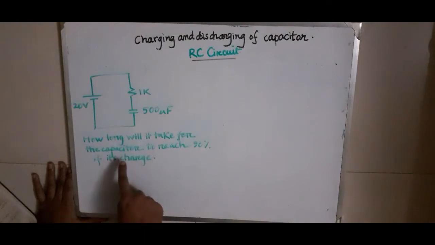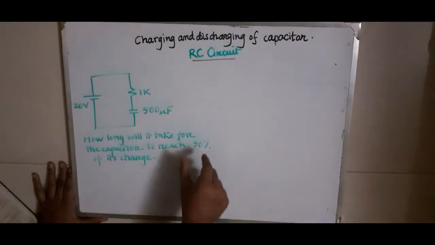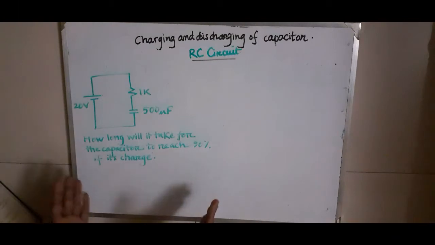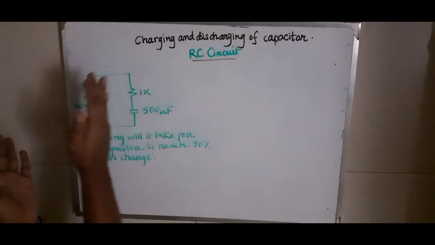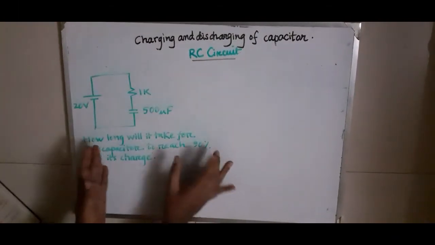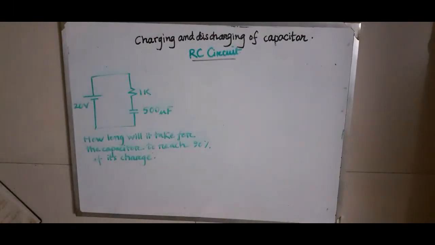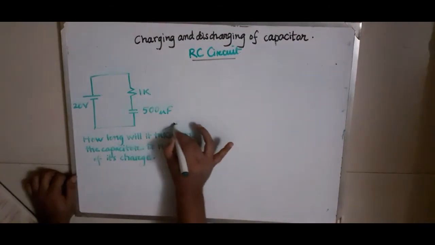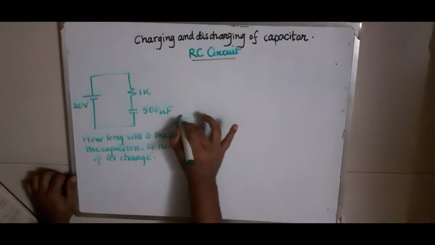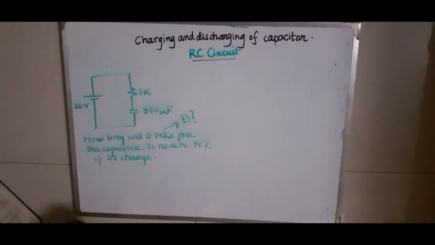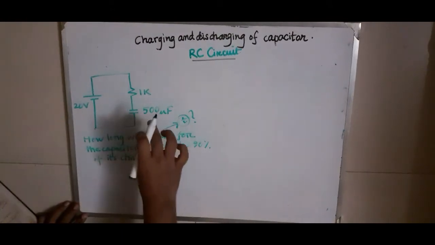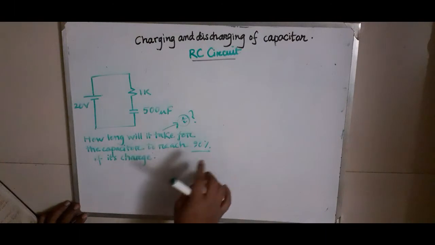So the capacitor reaching 90% of its charge actually means 90% of the battery's voltage. This is what you need to remember. So how long will it take? They are asking us to find the time t it takes for the capacitor to reach 90% of its charge.